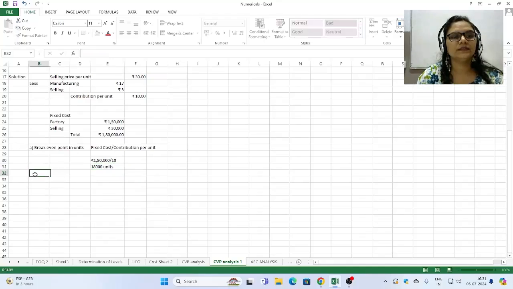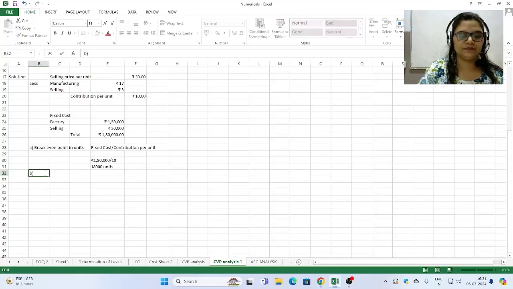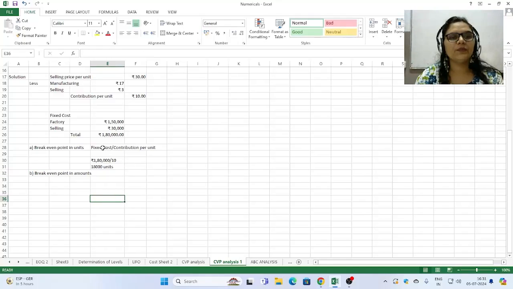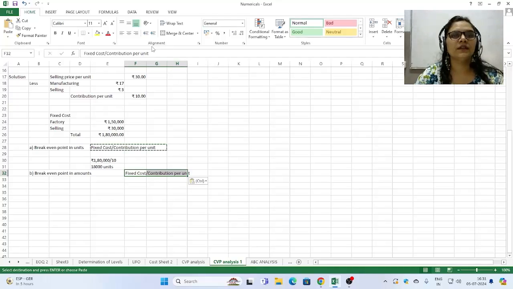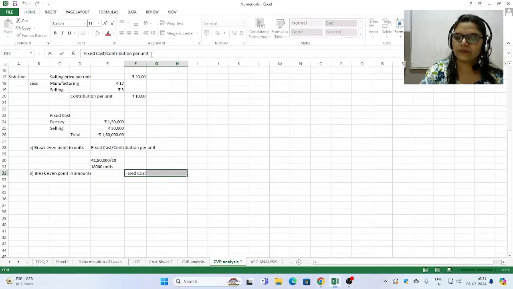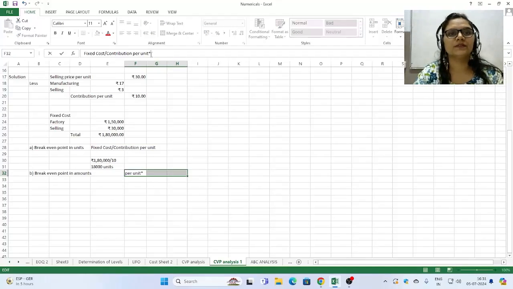Next is B, break-even point in amounts. Break-even point in amounts is simply nothing. We will just multiply this break-even point in units with selling price per unit.